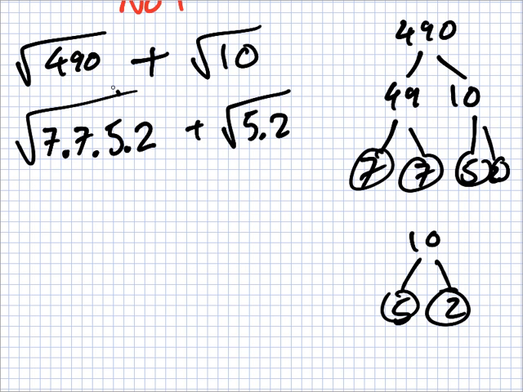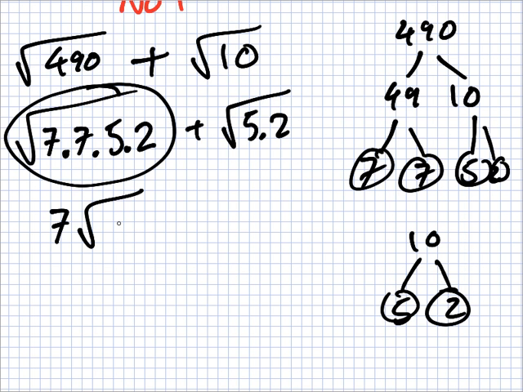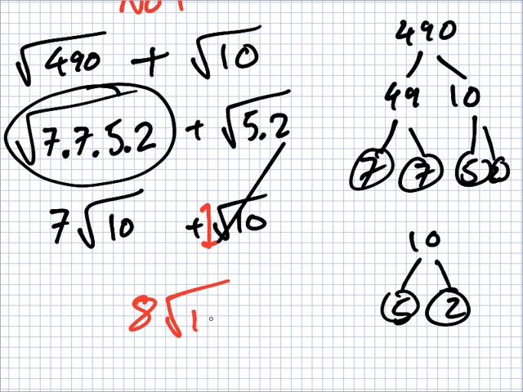So what does this part become? 7 root 5 times 2, which is 10, plus root 10. Yeah, because it's like a 1 here. So 7 root 10 plus 1 root 10, 8 root 10. Yeah?